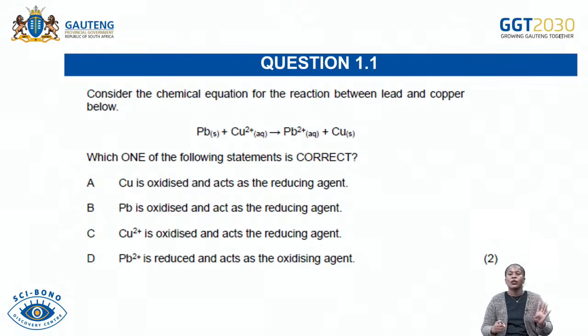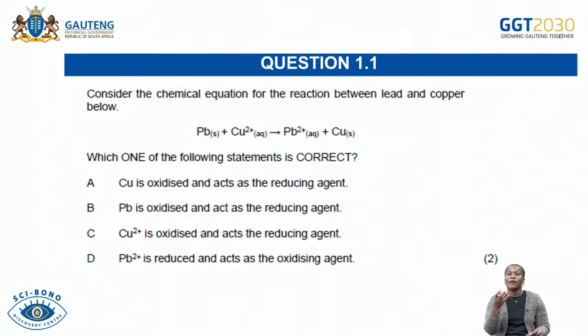Okay, so I usually say 2 minutes max. Once you spend more than 2 minutes on that, and all you can get is 2 max, something is wrong. So on this specific one, it reads as follows: consider the chemical equation for the reaction between lead and copper below. Which one of the following statements is correct?